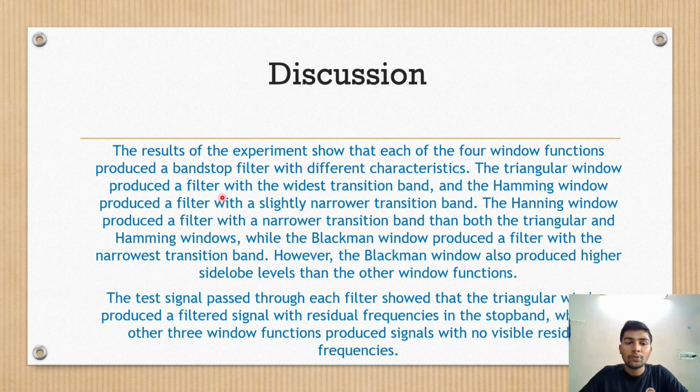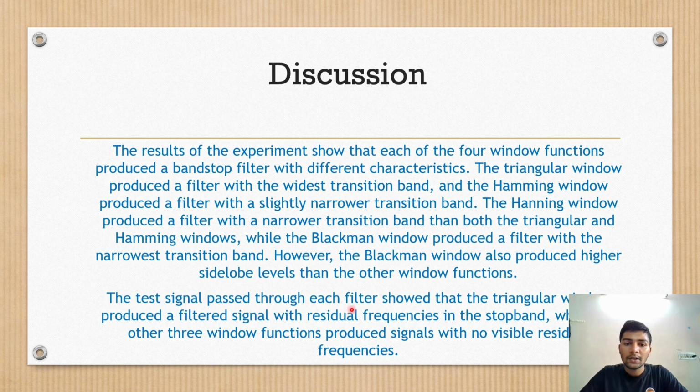The triangular window produced a filter with the widest transition band, and the Hamming window produced a filter with a slightly narrower transition band. The Hanning window produced a filter with a narrower transition band than both the triangular and Hamming windows, while the Blackman window produced a filter with the narrowest transition band. However, the Blackman window also produced a higher side lobe level than the other window functions.